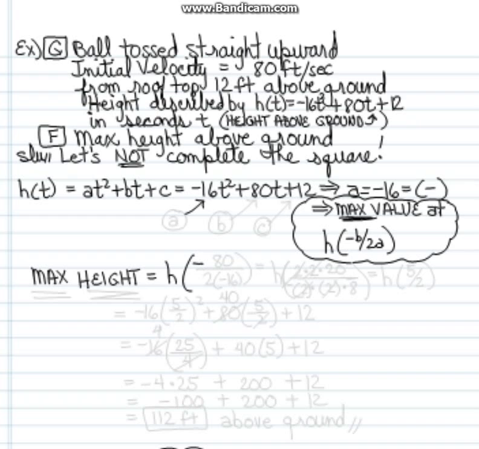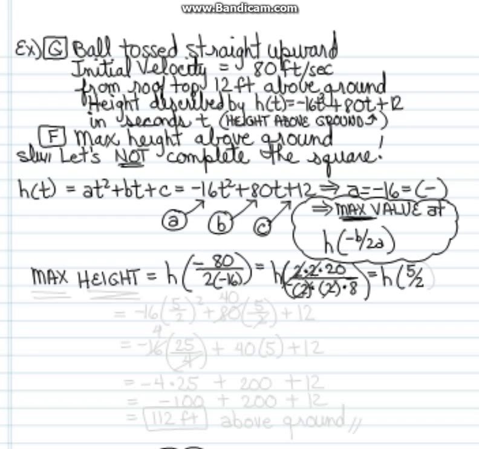Well, let's see. The b value was the 80, so it's negative 80 over 2 times the a value, which is negative 16. And that simplifies to h of 2 times 2 times 20 over 2 times 2 times 8. And we cancel and get h of 5 halves when we simplify this fraction. So let's evaluate h at 5 halves. We get negative 16 times 5 halves squared plus 80 times 5 halves plus 12.